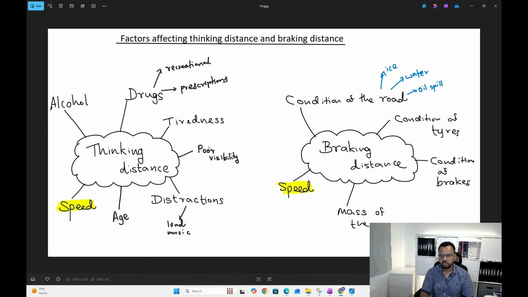Now let's say you're driving in a lot of rain, or there's a lot of snow or hail, and you're trying to see, is that a tree, or is there something wrong with that, or is that car not moving? It's hard to decide. So it will be harder because of the poor visibility. Distractions. So you have very loud music in the car, you have friends in the car, maybe children in the car, things like that can affect the thinking distance.